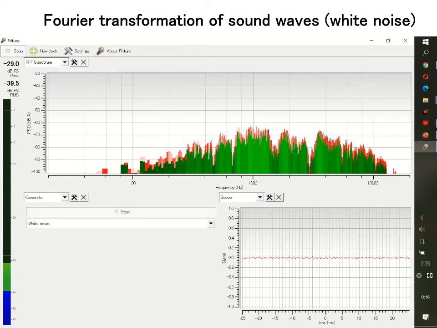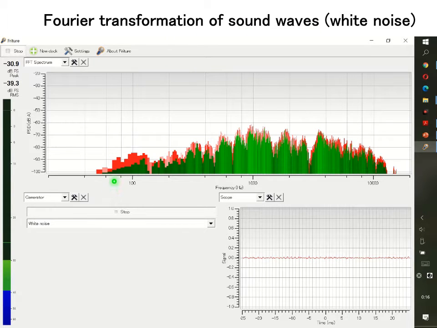Next, let's take a look at the spectrum called white noise, which is represented by the superposition of sounds of many frequencies. Thus, a continuously distributed spectrum is observed.